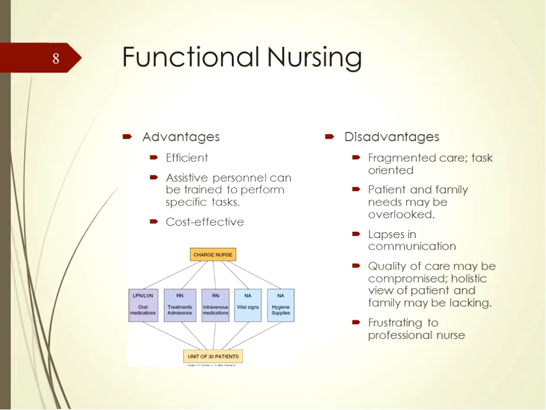The next model here is functional nursing. It has several advantages and disadvantages. Some advantages are that it is efficient. Assistive personnel can be trained to perform specific tasks, and it is cost-effective. And the disadvantages are that care can be fragmented or task-oriented. Patients and family needs may be overlooked. There may be lapses in communication. And this model can be frustrating to the professional nurse.